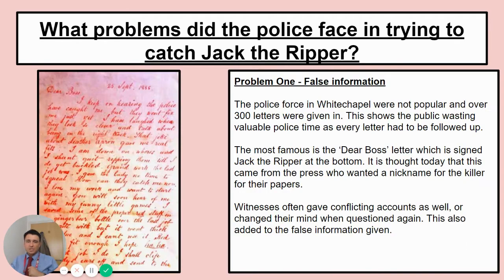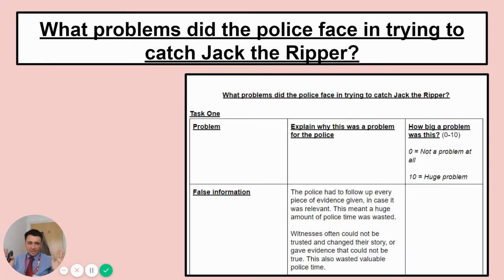Okay, so this is a model answer here. Yours might not be worded quite the same way, but I want to show the sort of length and detail we're looking for filling this grid in. So I've just put down there, the police had to follow up every piece of evidence given, even if they suspected it was a hoax. This meant a huge amount of police time was wasted. And the fact that witnesses could often not be trusted and they changed their stories or gave evidence that simply could not be true. And this also wasted valuable police time. So you get an idea, guys, the sort of length and detail we're looking for in this grid.